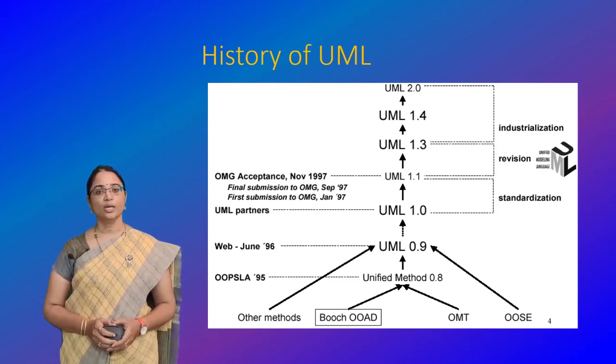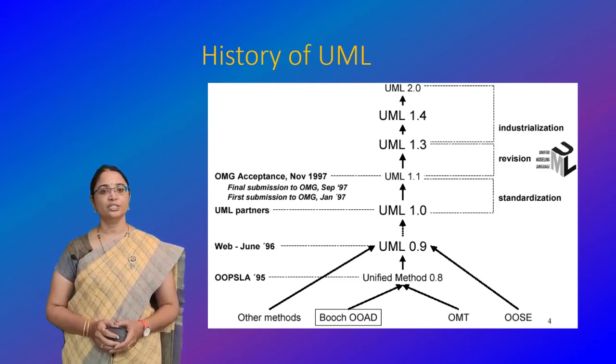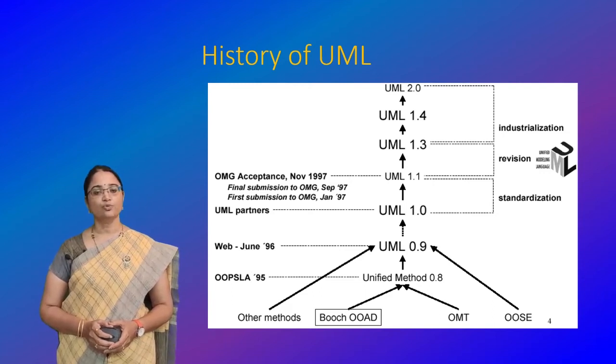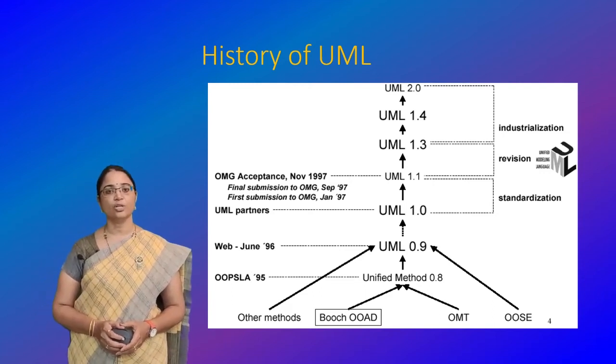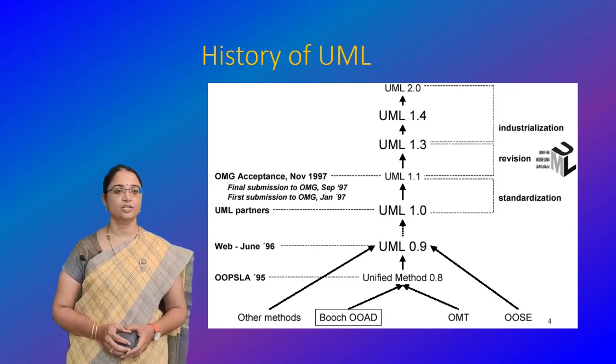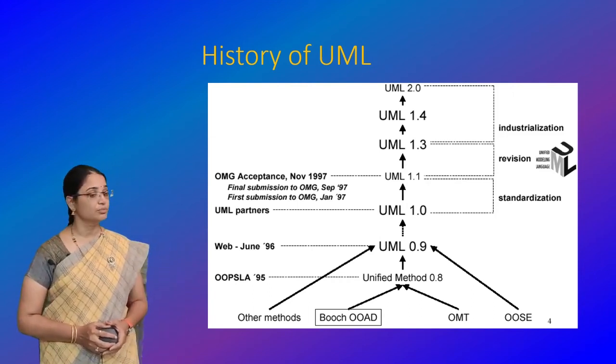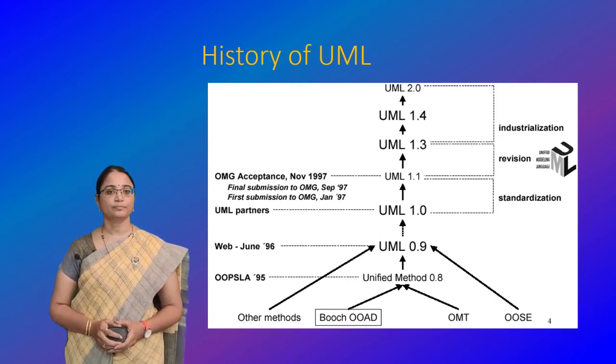Next 1.1, and again we went for the revision, and for 1.3 onwards we had gone for the industrialization. Now the current version is UML 2.0. That is what you can observe from the figure also.